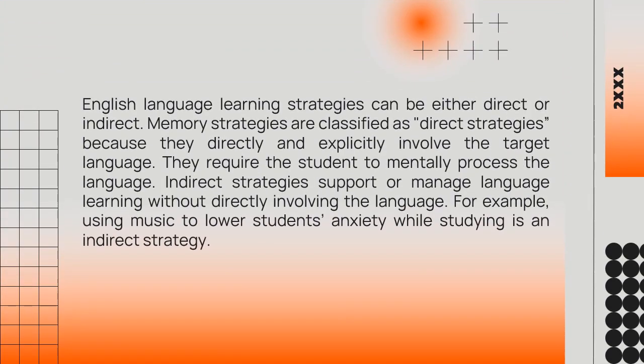English language learning strategies can be either direct or indirect. Memory strategies are classified as direct strategies because they directly and explicitly involve the target language. They require the student to mentally process the language. Indirect strategies support or manage language learning without directly involving the language. For example, using music to lower students' anxiety while studying is an indirect strategy.